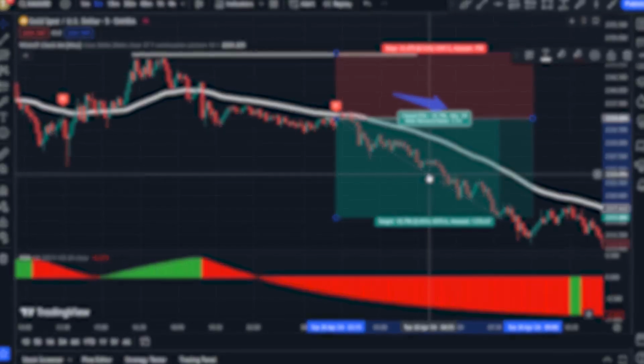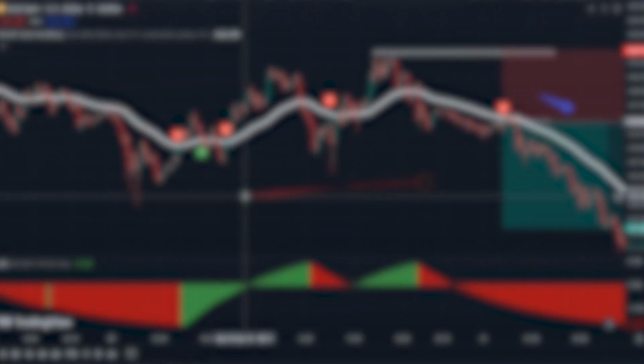As you can see, working with this strategy is very easy, and by using it, you can transform yourself from a losing trader to a profitable one.